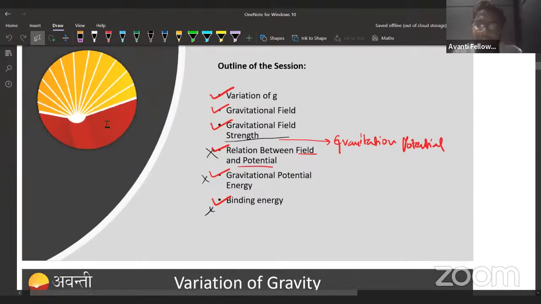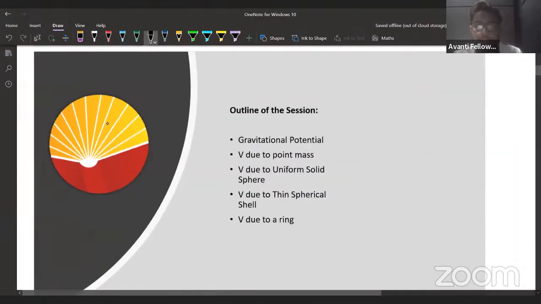In the previous class, we saw how g varies when we go up and down. Before this as well, let me start from the very beginning. We saw a lot of things: Newton's law of gravitation, how questions are formulated on that basis, what is G, how to calculate g, what are the various values of g, how g varies if we go to a certain height, and how g varies if I go down inside the earth. These things we saw. Then we saw what is gravitational field strength.